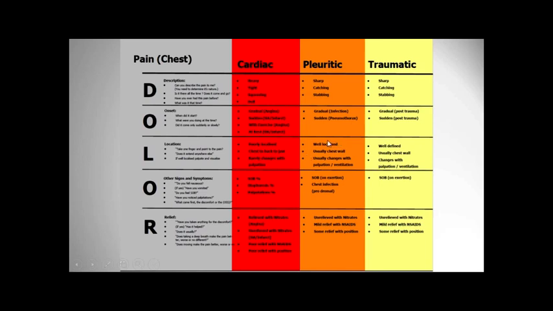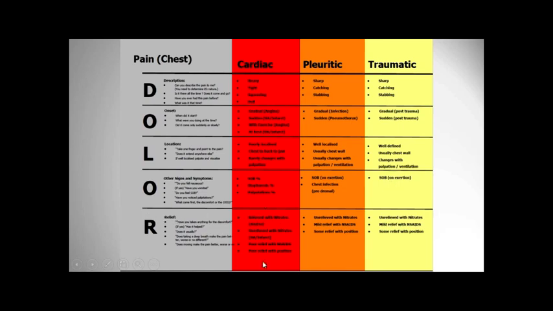The pleuritic pain is well localized, in the chest wall, and changes with palpation and with ventilatory movement. Inspiration worsens it. The same happens with traumatic pain, well defined, in the chest wall, changing with palpation and with ventilation. Other signs: shortness of breath, diaphoresis, palpitations in cardiac pain; shortness of breath on exertion in the pleuritic pain; shortness of breath on exertion in the traumatic pain.